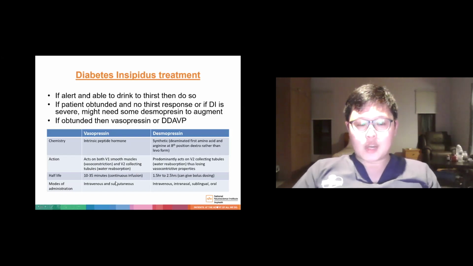The vasopressin half-life is much shorter than the desmopressin half-life. So with desmopressin, you can just give bolus dosing, whereas vasopressin usually requires a continuous infusion. And vasopressin is more limited in its modes of administration. You can usually only give it intravenous or subcutaneous, whereas with desmopressin you have other routes like oral or intranasal, which we use quite commonly in our center.